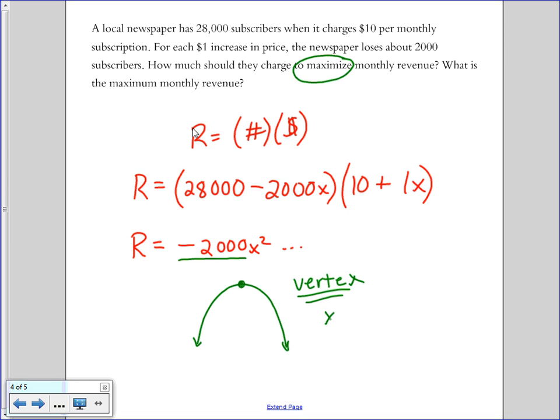We get the vertex using the negative b over 2a formula, and then plugging that back in to get the y value that goes with it, or in this case, the revenue value that goes with it. So you want to find the vertex if it's asking you for maximum or minimum. And we were, again, going to save time and not do that one.